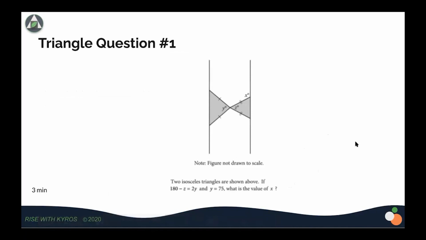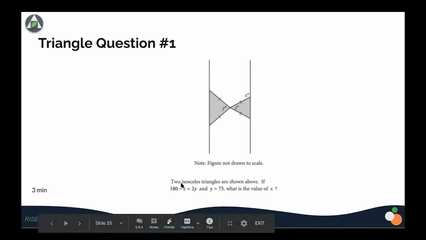Okay, so here's an example of a triangle question. I'll give you guys 3 minutes to solve this. This is asking you about two isosceles triangles, and then if 180 minus z equals 2y and y equals 75, what is the value of x?